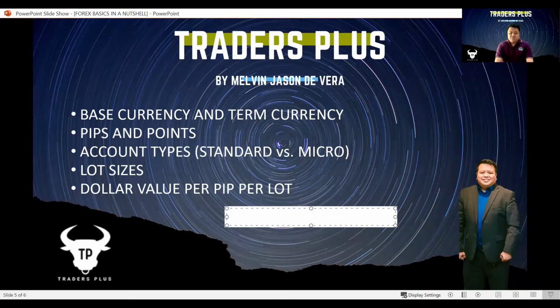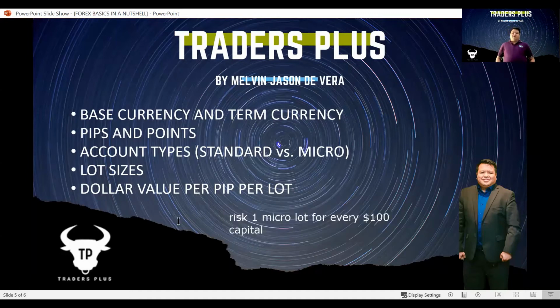Risk one micro lot for every $100 capital. Okay. So, ibig sabihin, na risk one micro lot for every $100 capital. So, kung halimbawa, ang pera mo ay $500, maximum na naka-open mo is 0.05 kung naka-standard account ka, or 5.0 kung ikaw ay naka-micro type. Okay? This is to protect your margin para hindi kayong margin call o mai-stop out sa trade. Okay. So, let's see the next.